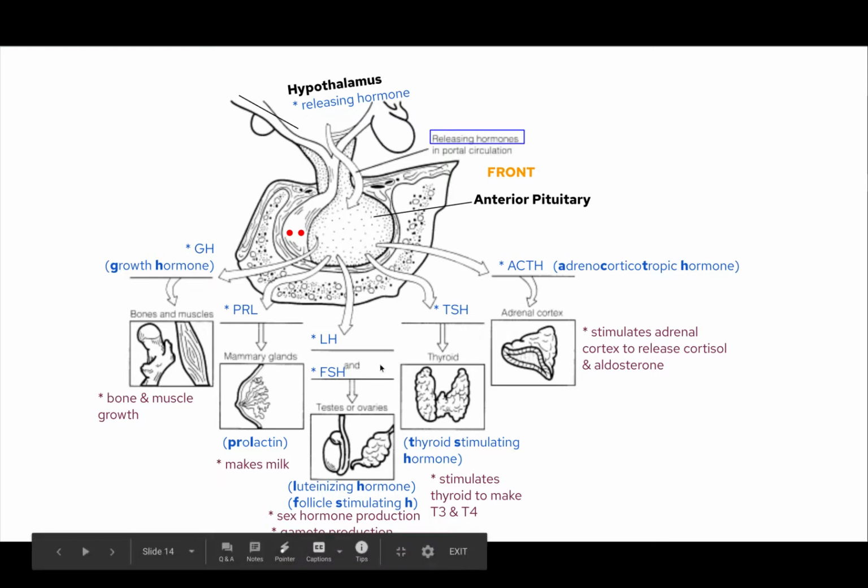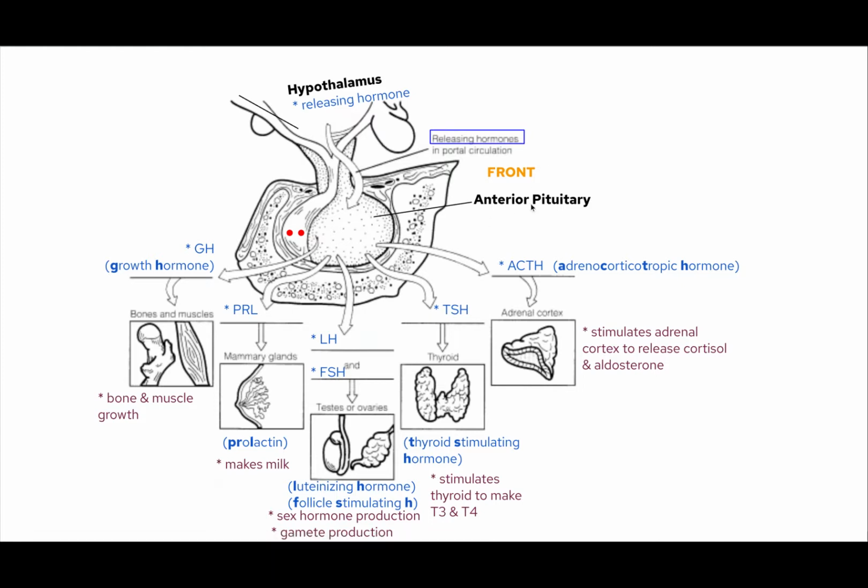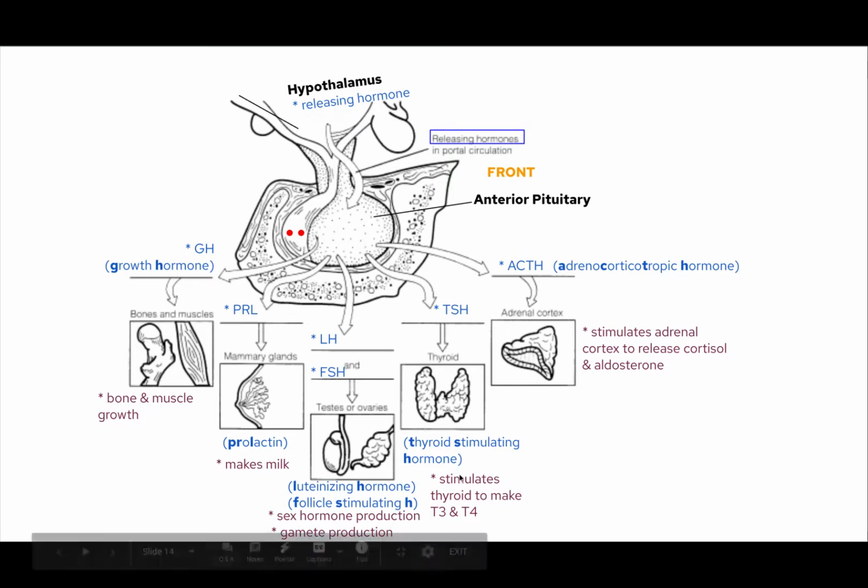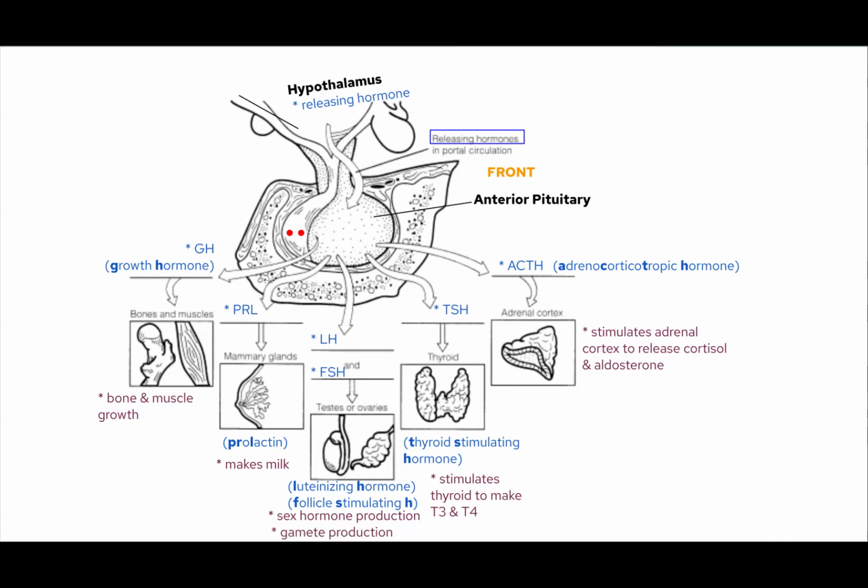So every single one of these is secreted by the anterior pituitary, and many of them, at least these four, not the first two, all stimulate another gland to basically release other hormones. ACTH tells the adrenal cortex to release its hormones. TSH tells the thyroid to release its hormones. LH and FSH tell your testes and ovaries to release their hormones. And so we call these tropic hormones, hormones stimulating other hormones.